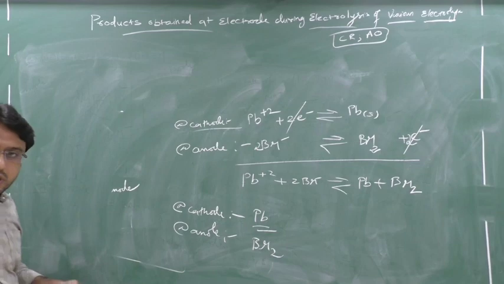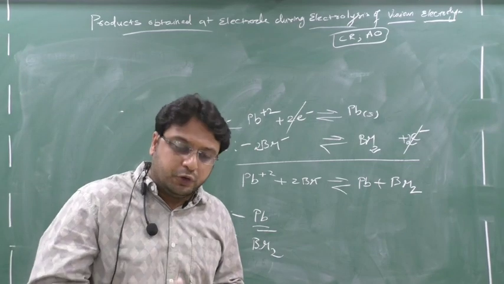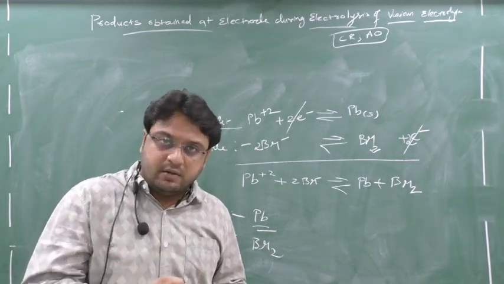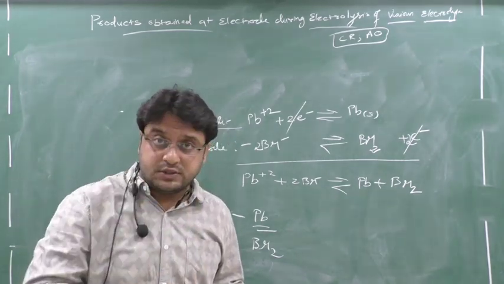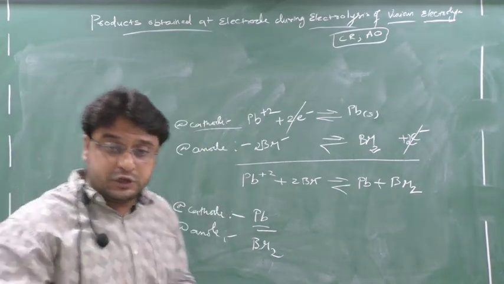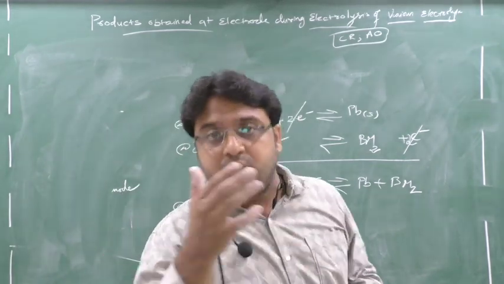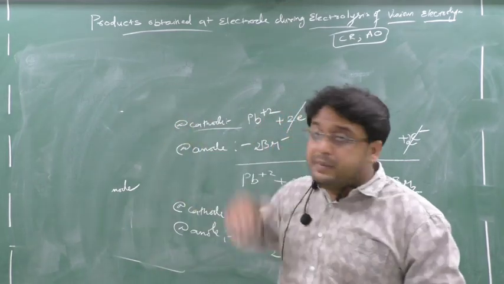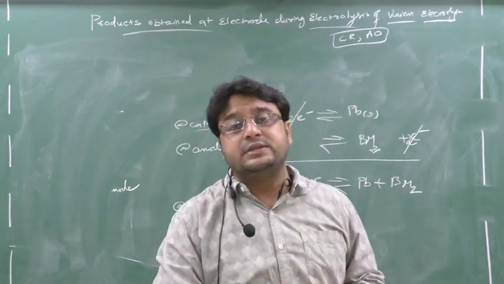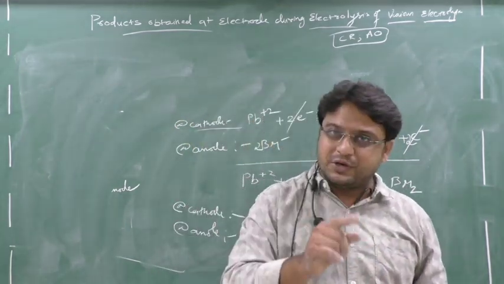If you remember this shortcut, now I am going to do the products obtained at the electrode during electrolysis of aqueous solutions. Here I have taken just molten solutions. You can see, first I have taken molten NaCl, second NaBr, third PbBr2. All three I have taken molten. I have not taken aqueous solution.